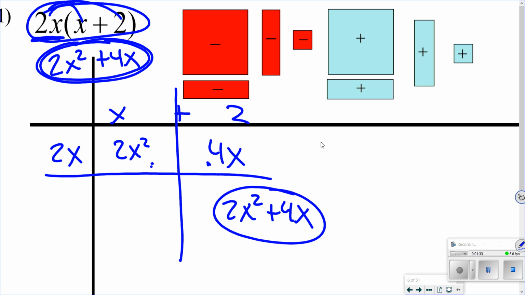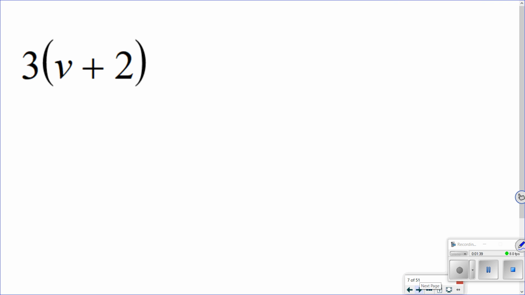That table is another way to look at it. We're going to use that a little bit later on, so I just wanted to introduce it to you. Okay, let's just do a couple of the distributive properties. So all we're doing is this. 3 is out in front. It's a monomial, just times it through. So 3 times v is 3v. 3 times 2, 6, and we're done. There's our distributive property.